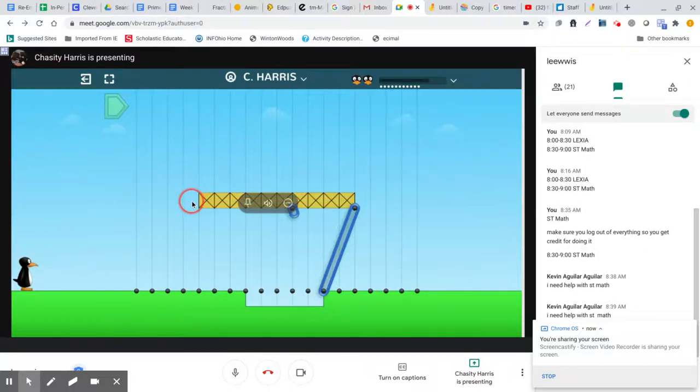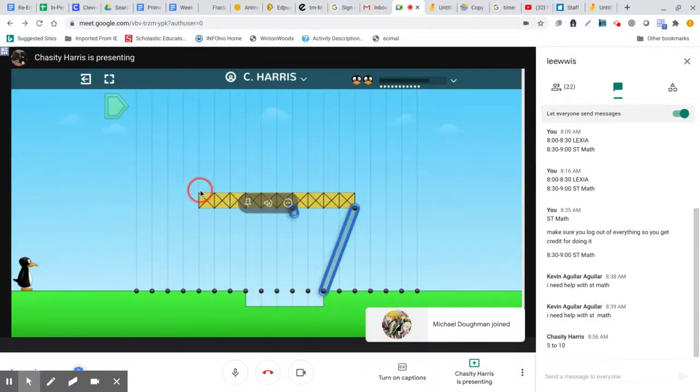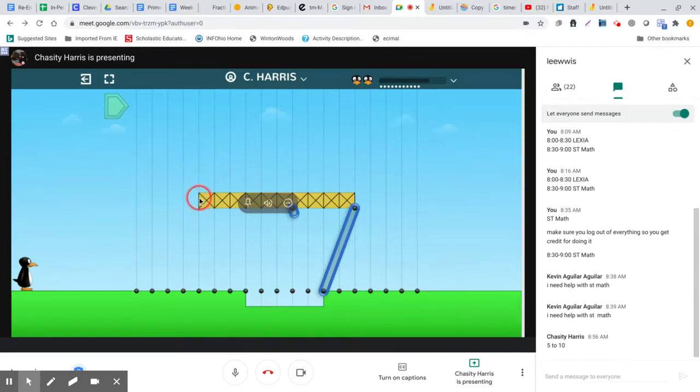Okay, so for these, it's all about ratios. So first you have to count how many hops. So this is starting at 0, kind of like a ruler. So how many hops will be at the top? We have 1, 2, 3, 4, 5, 6, 7, 8, 9, 10. So the top is 10.